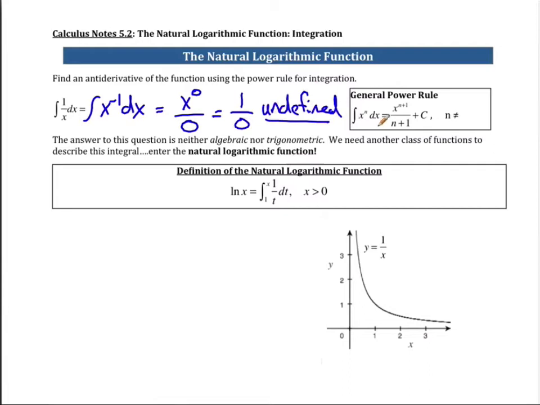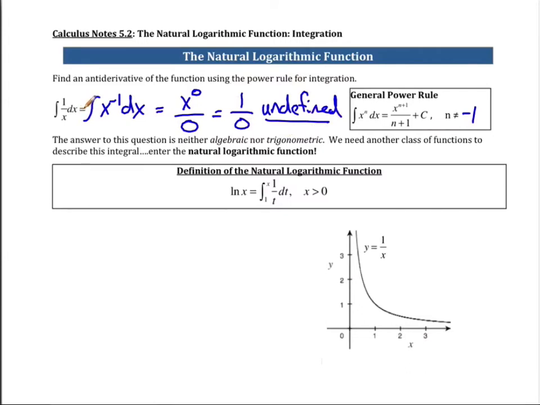Okay, so if we're looking at the general power rule, the indefinite integral of x to the nth power is x to the n plus 1 over n plus 1 plus c, as long as n does not equal negative 1. Okay, because if n is negative 1, then the general power rule is undefined. So the answer to this question is neither algebraic nor trigonometric. And just because we get an undefined answer doesn't mean there isn't an answer.